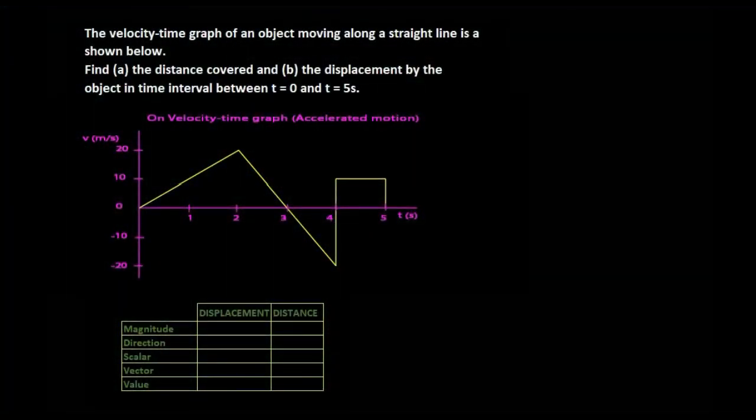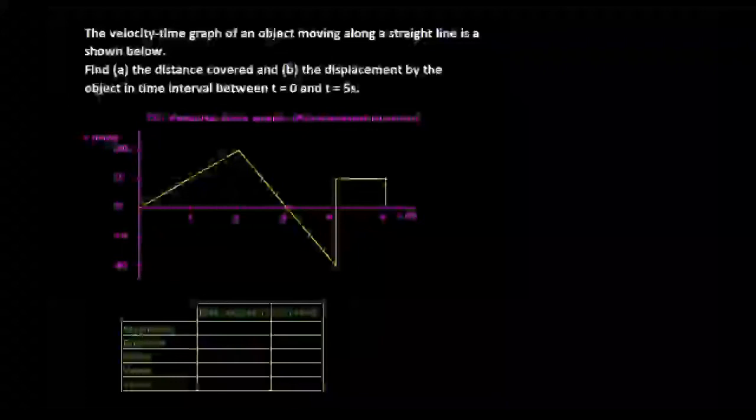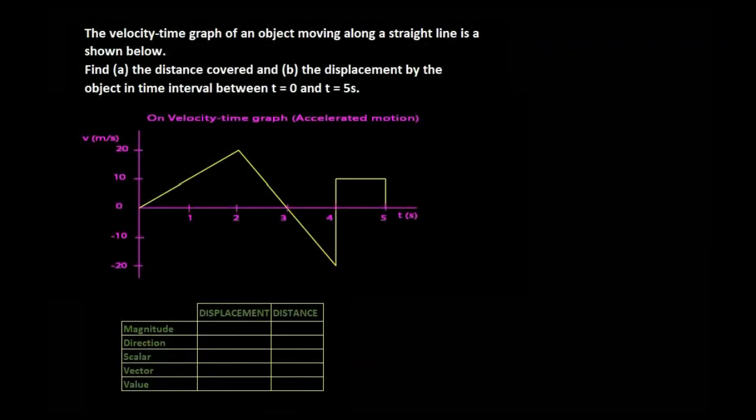In this velocity time graph of an accelerated motion along a straight line, we need to find the distance and displacement between time is equal to 0 seconds and time is equal to 5 seconds.